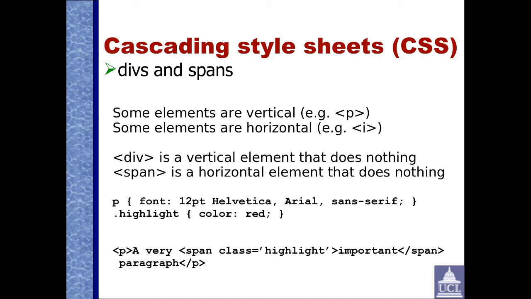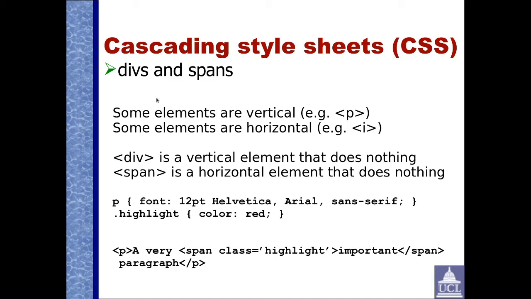In the same way, div is a vertical element that does nothing, so it's similar to P for paragraph, but it does nothing by itself, and span is a horizontal element like italics and so on, but again does nothing by itself. But what these do allow you to do is to tie the element to a particular class.